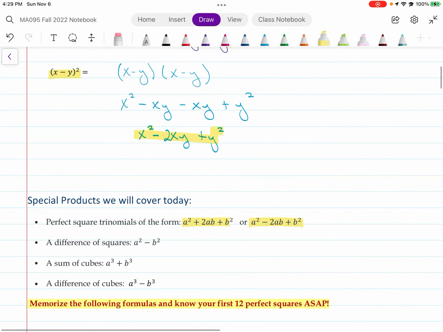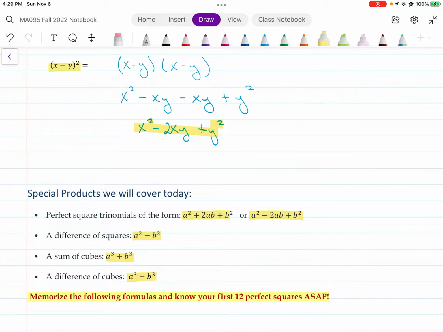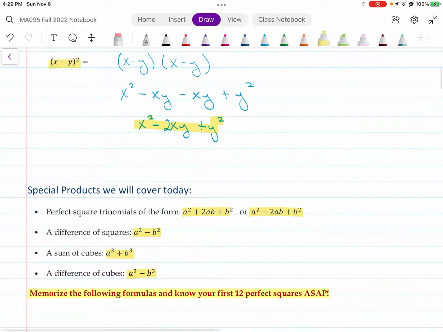Okay, some others that we're going to look at is a difference of squares, a squared minus b squared. A sum of cubes, a cubed plus b cubed, and a difference of cubes. Those are special products and factors that we are going to see a lot, and you just need to memorize them. Also, knowing your first 12 perfect squares as soon as possible would be very helpful. And what I mean by that is, what is 1 squared? It's 1. What is 2 squared? That's 4. 3 squared is 9, and so on. So know those all the way up to 12 squared is 144.